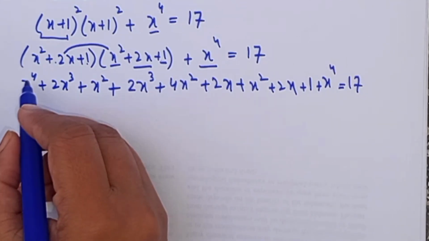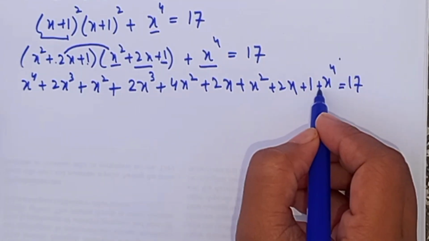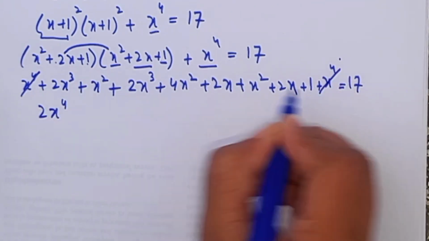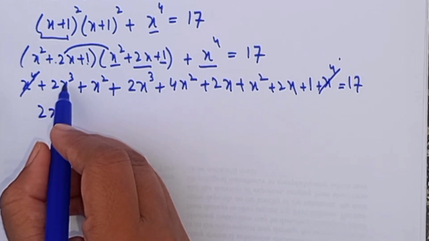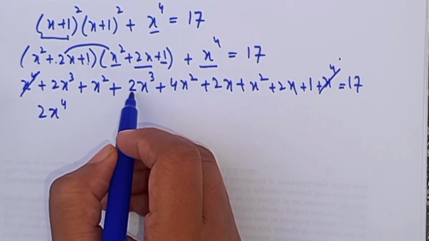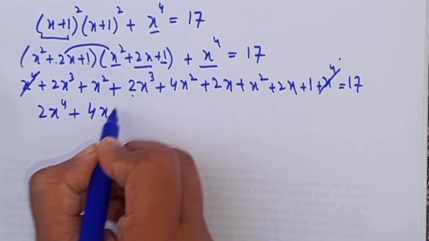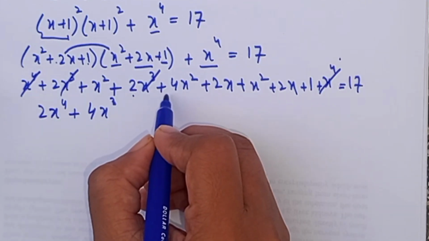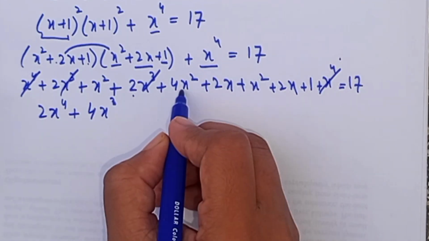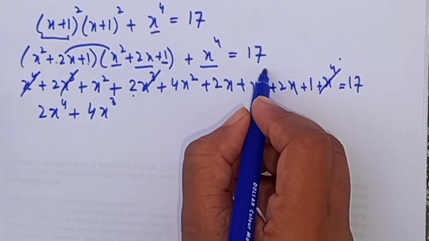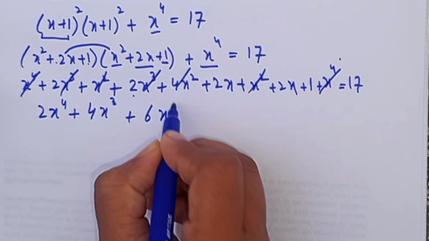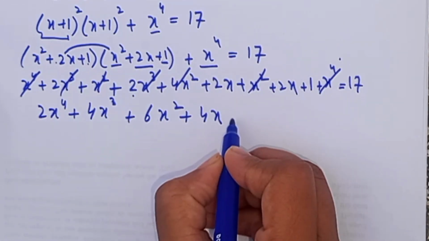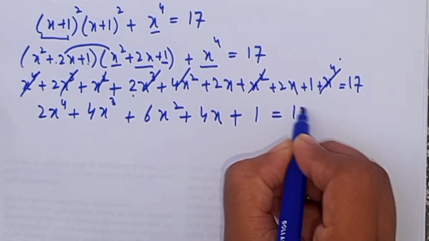Now look at this, this is x^4 and this is also x^4. So if we add, we get 2x^4. Now this is 2x^3 and this is also 2x^3. If we add, we get 4x^3. Now this is plus x^2, this is plus 4x^2. This will become 5x^2 and this is plus x^2. So we get 6x^2. Now 2x plus 2x will become 4x, plus 1. This is equal to 17.